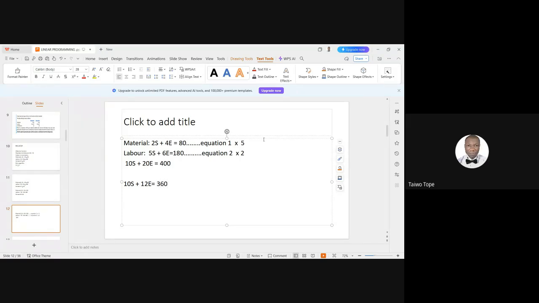So when you subtract this equation from the other, the result will be what? That is 10s minus 10s, 0. 20e minus 12e, 8e.